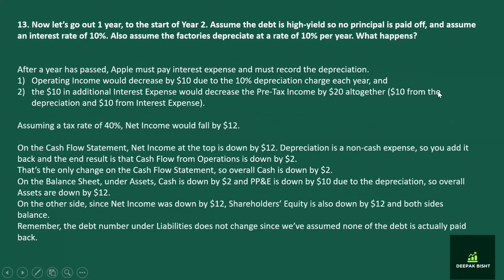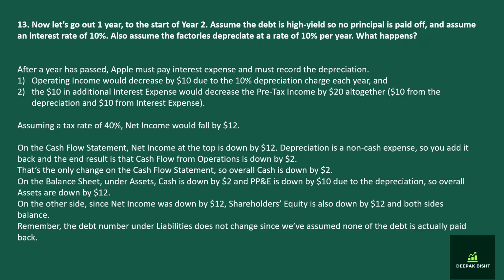So now pay attention. I want your undivided attention for a few minutes. Just pay attention to this question. These three questions are linked and these are tricky questions. So you need to pay a little attention so that your concepts get clear. Now they are saying, assume that this is a high yield debt. So no principal is paid off. First condition. Second condition is assume interest rate of 10%. And assume the factories depreciate at a rate of 10%. This is the third condition.